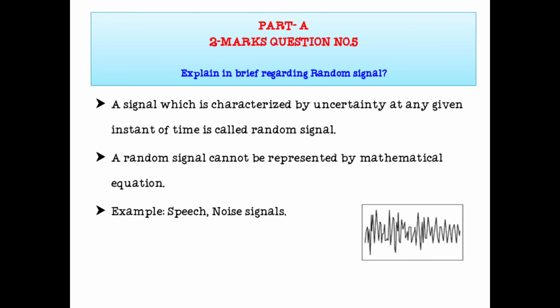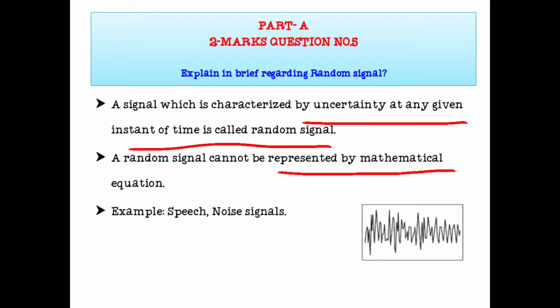What about random signal? A random signal is characterized by uncertainty. At any given instant of time, we cannot predict the signal. Uncertainty means we cannot predict the signal. We cannot predict the shape of the signal. We cannot write the mathematical expression of the signal. So, a random signal cannot be represented by any mathematical equation.